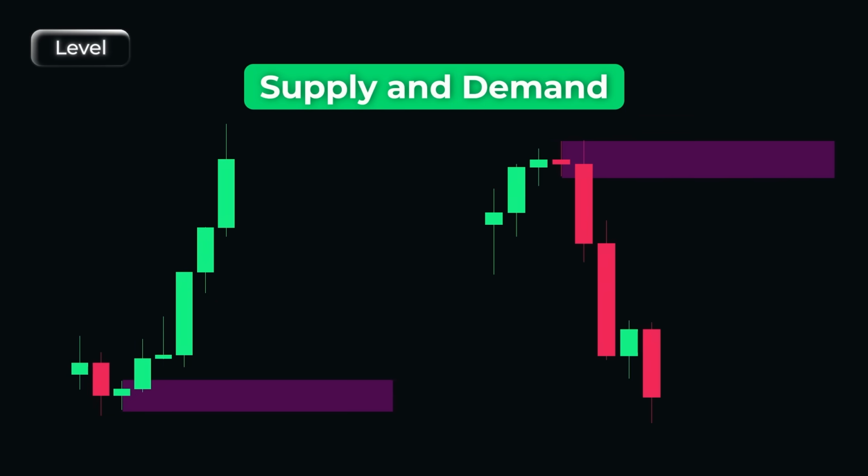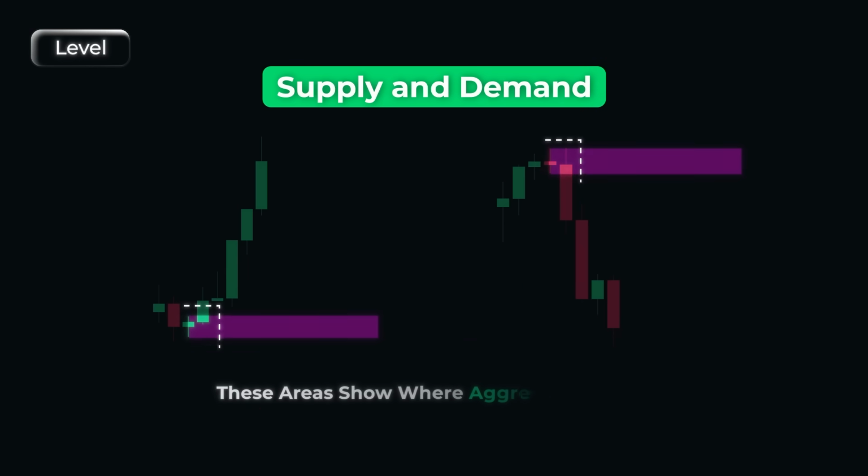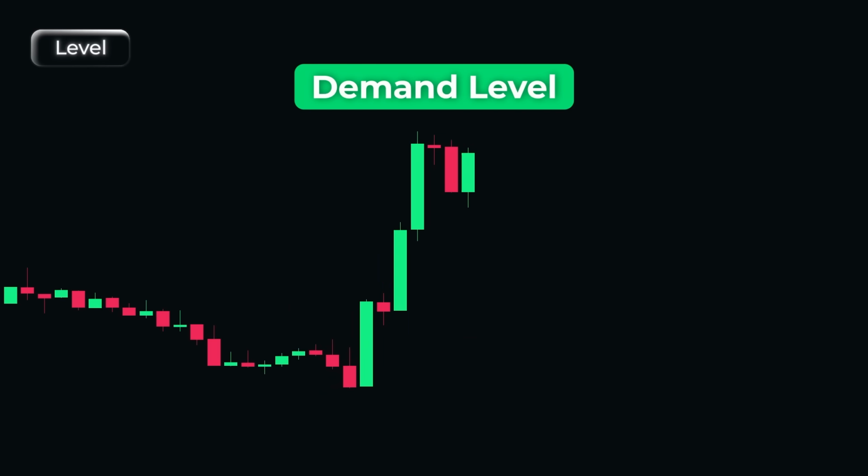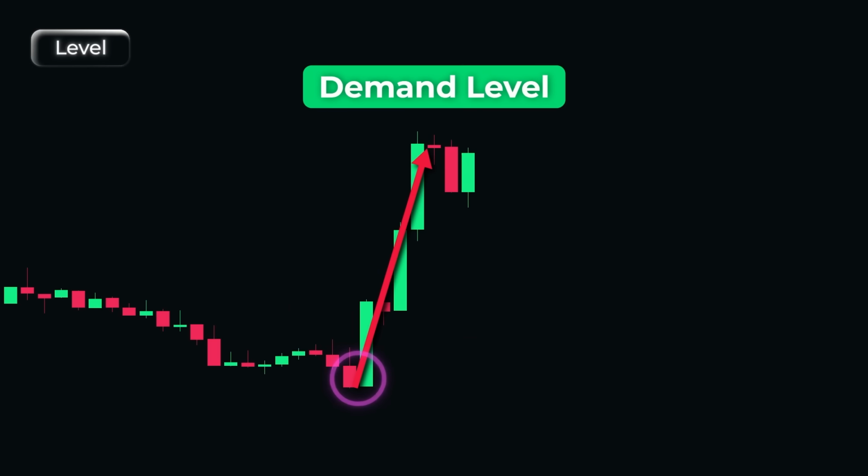Now here's a quick explanation of what supply and demand levels are. To put it simply, these areas show where aggressive buying or aggressive selling previously took place. To find a demand level, you simply find a moment where price forms a sharp upward move. The area before the sharp move happened is what we call a demand level, and you can mark it with a rectangle.